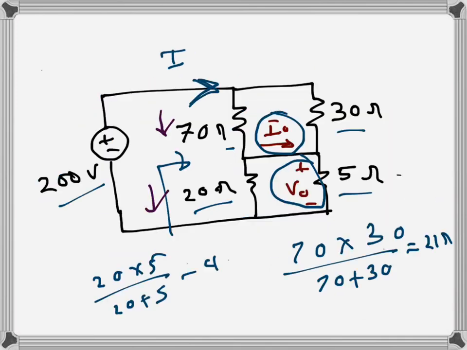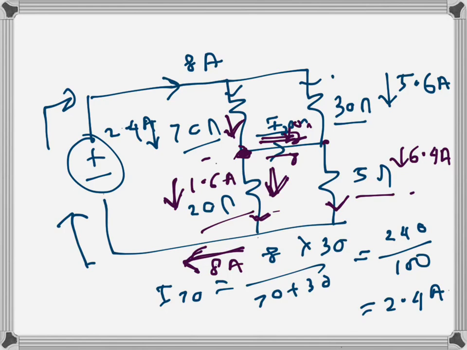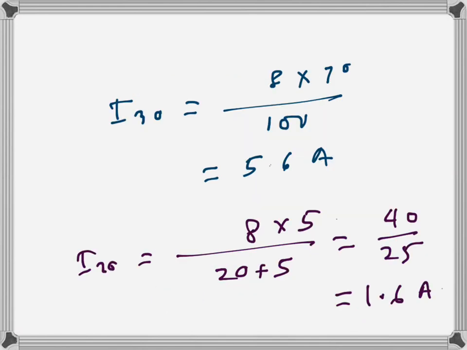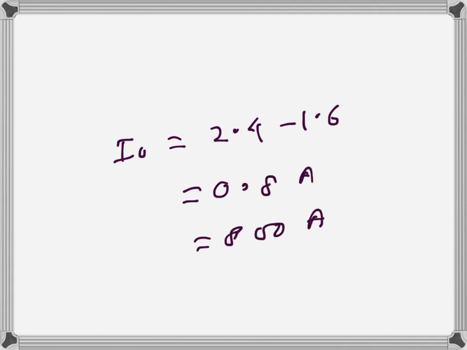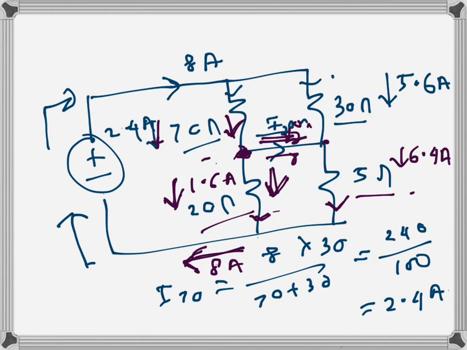So we know that 2.4 is this current downwards. I70 is 2.4. I will write it here: 2.4 equals I0 plus 1.6. So that gives us I0 is equal to 2.4 minus 1.6, which is 0.8 amps, or we can say 800 milliamps. So this is what we get by applying KCL at this node.